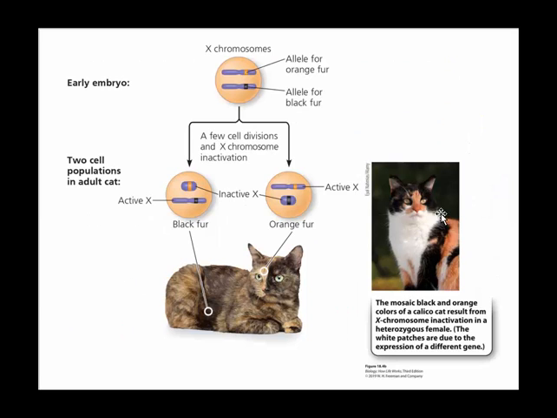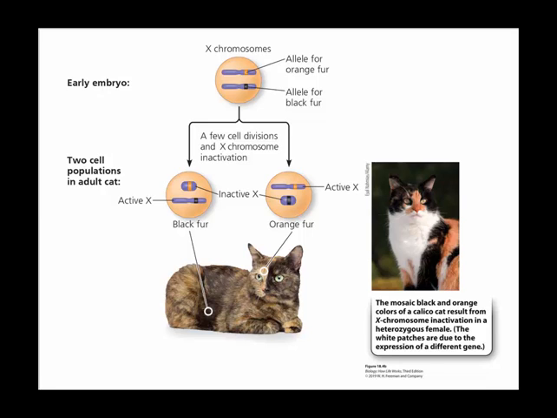So just another heads up, where we see these white patches in these cats is actually a separate gene associated with that, but it's those orange and black alleles, so to speak, where those are turned on or inactivated early on in development, and it's random which one is turned on or off, and that's why we see these patches.